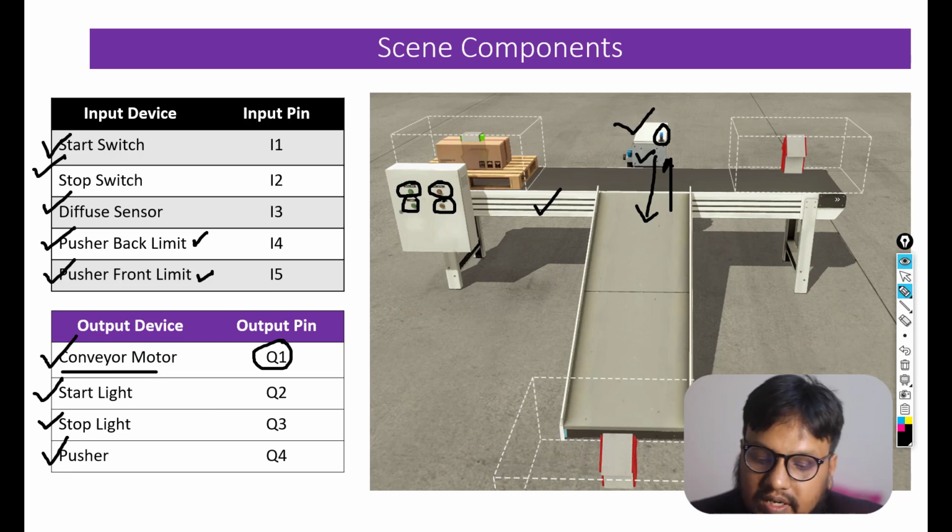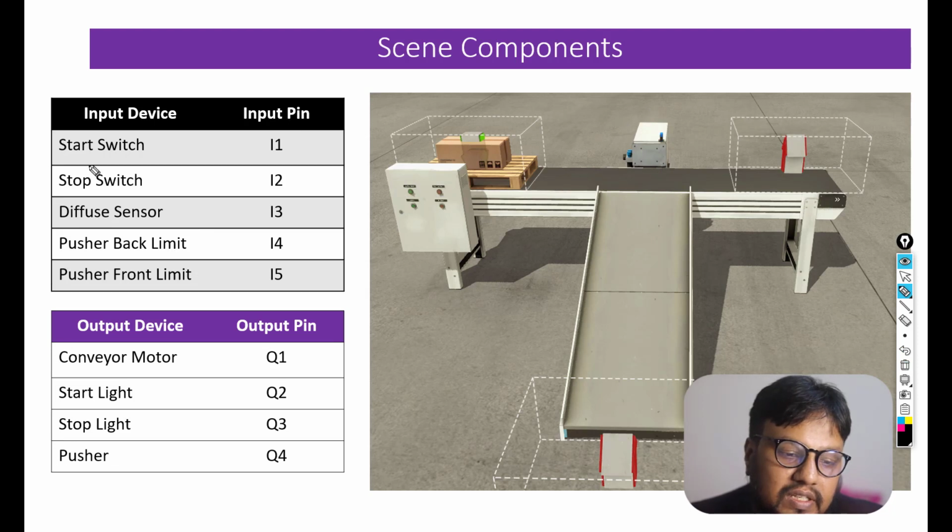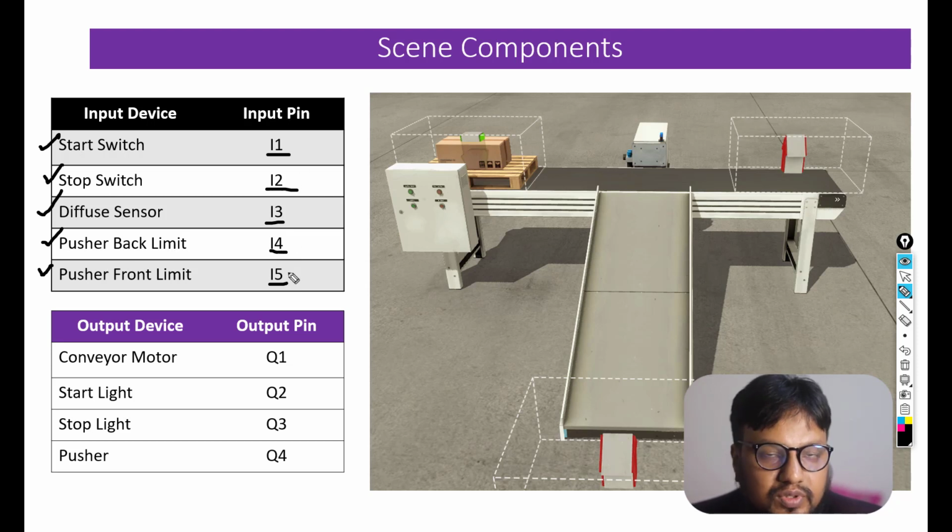So here we have indicated the input and output pin distribution. For start switch and stop switch we will use I1 and I2. For diffuse sensor we will use I3, and for the pusher back limit and front limit, we will be using I4 and I5. So we have a total of 5 inputs.